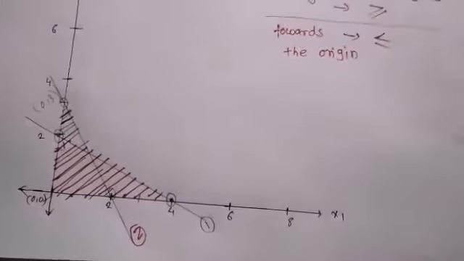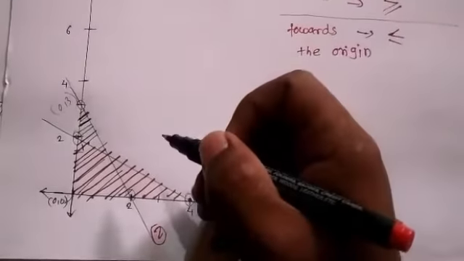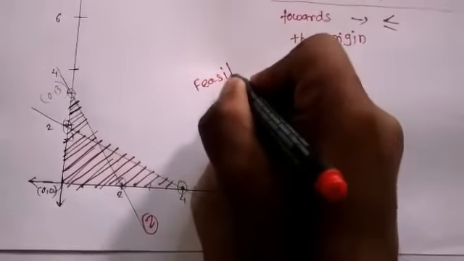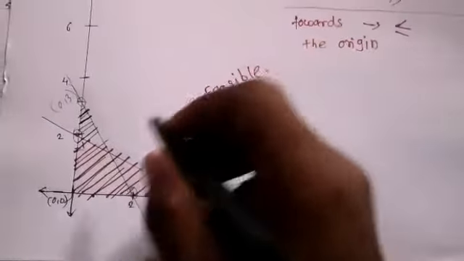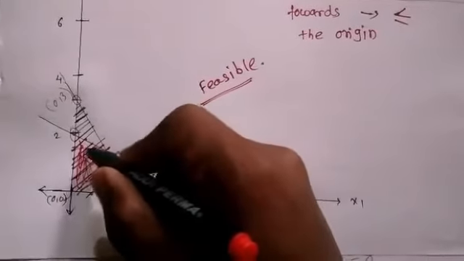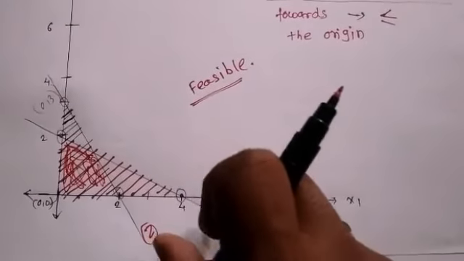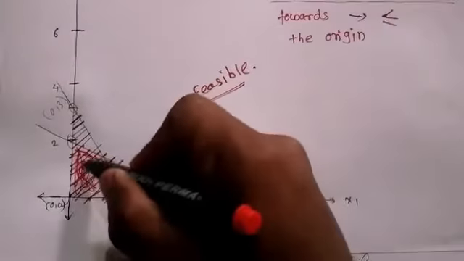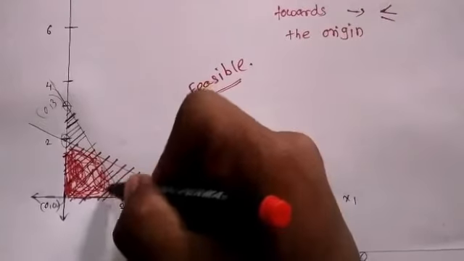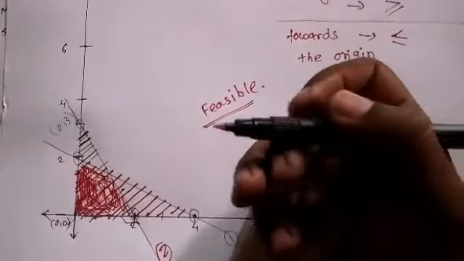Once we have marked the lines or sketched the area, now we have to find the feasible region. What is meant by feasible region? It is nothing but the common region between the lines of the equations. Here there are only two equations, that's why there are only two lines. The more equations, the more lines. So we just find the common area between these two lines. This is our common area.